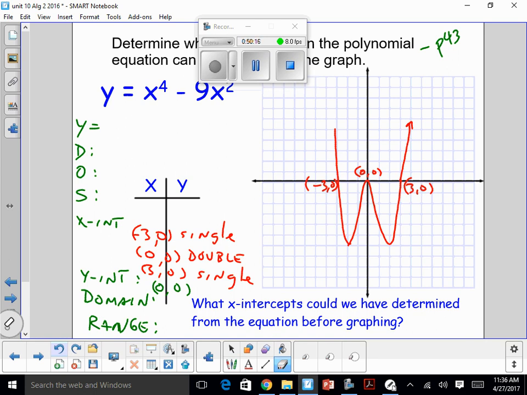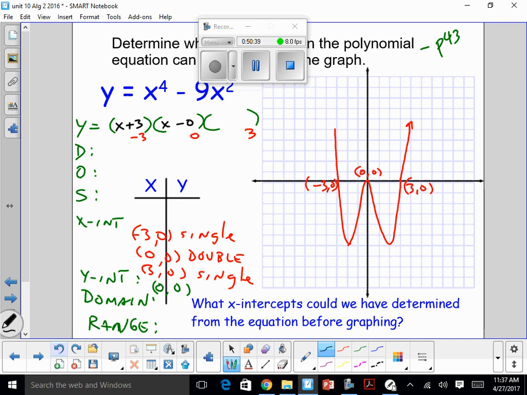Here comes x plus 3. X minus 0. Now here's what's true about this guy in the middle. I'm going to let the minus 0 be there. The first guy, he's a single. The last guy, he's a single. This middle guy is a double.